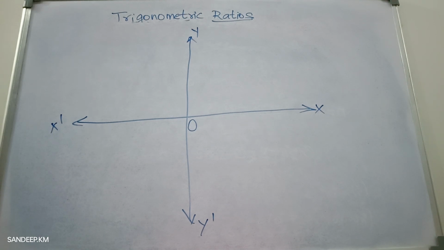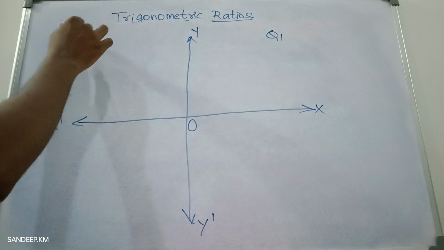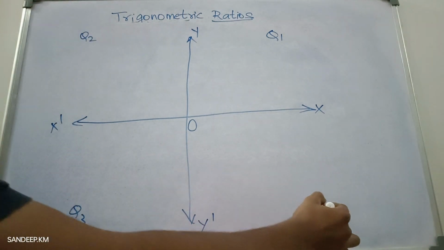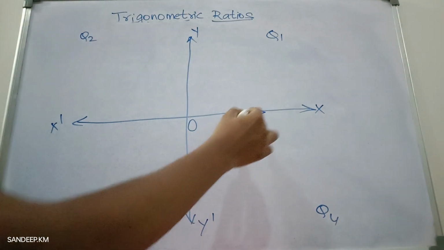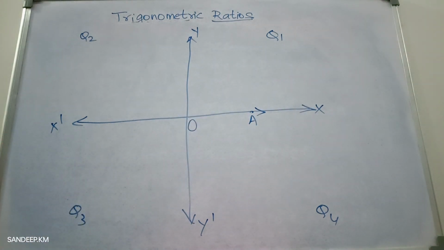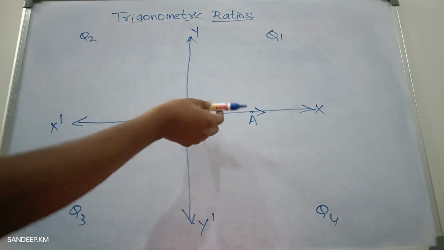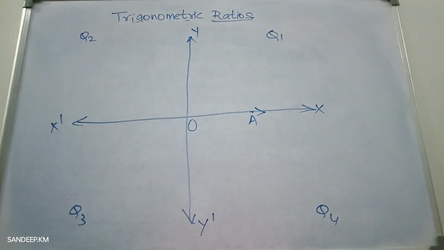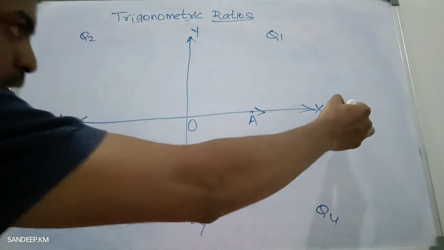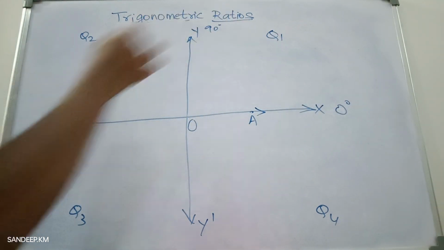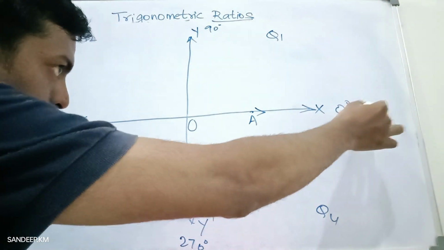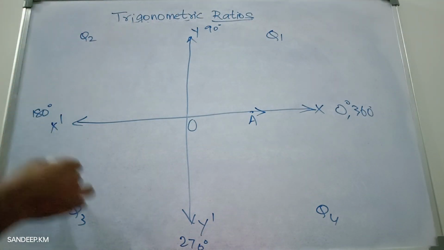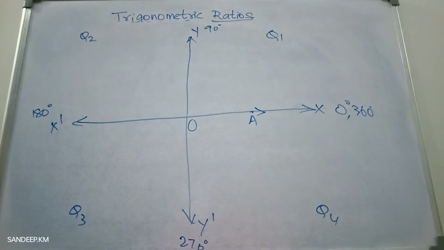So we have considered our coordinate axis, and this is our first quadrant, second quadrant, third quadrant, fourth quadrant. Okay, so let me take an angle in standard position. Its initial ray OA coincides with the positive direction of the x-axis, and its terminal ray is moving. Keep this in mind. And let us consider our quadrant angles: 0 degrees, 90 degrees, 180 degrees, 270 degrees, 360 degrees, and again 450, 540, 630, 720, and so on.